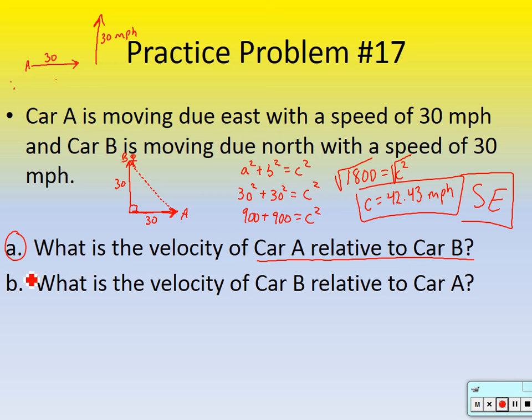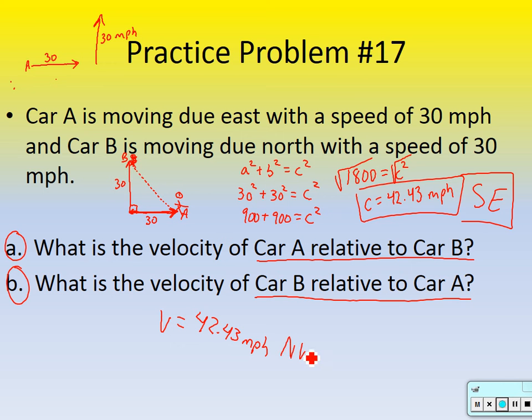Okay, now let's do B. What is the velocity of car B relative to car A? Now which car are we in? Relative to car A. So now we're not in B anymore. We're sitting in this car. Would the speed change? No, the velocity is still going to be the same, 42.43 miles per hour. But now let's put a direction on it. Which way would it look like car B is going? Yeah, it's going to look like it's going to go to the west and to the north.